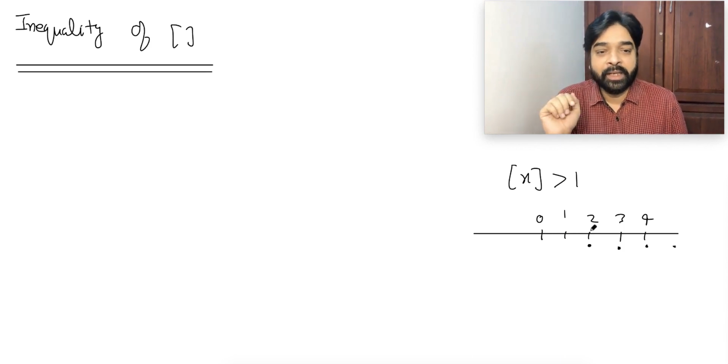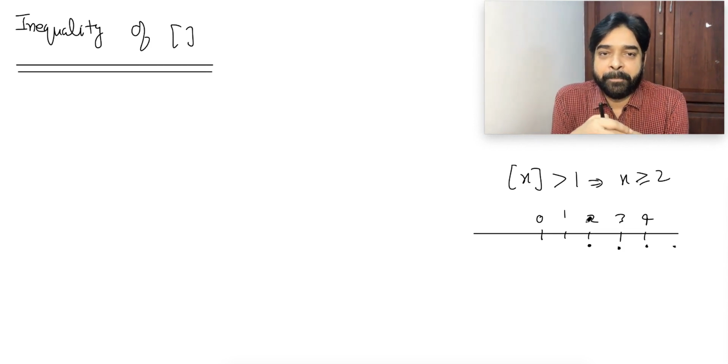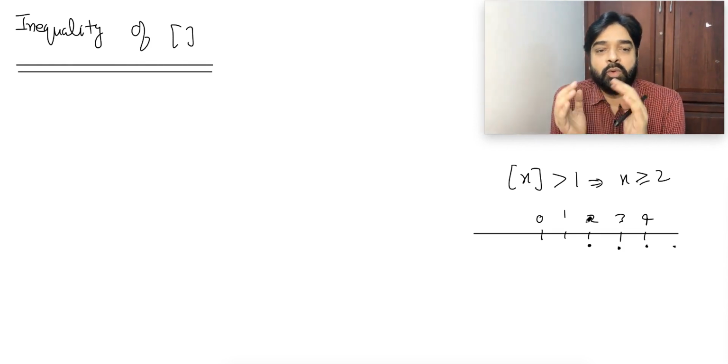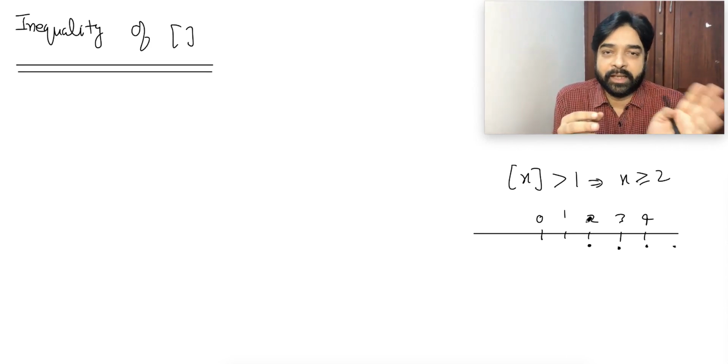Can x be on 2? Yes. So the greatest integer of x will become 2, and that is the expected. Can x be here? Yes. In that case, the greatest integer of x will become 2 again. That will be acceptable. This gives you x greater than or equal to 2. Did you understand this? So whenever the greatest integer of x is greater than 1, we'll say x is greater than or equal to 2.